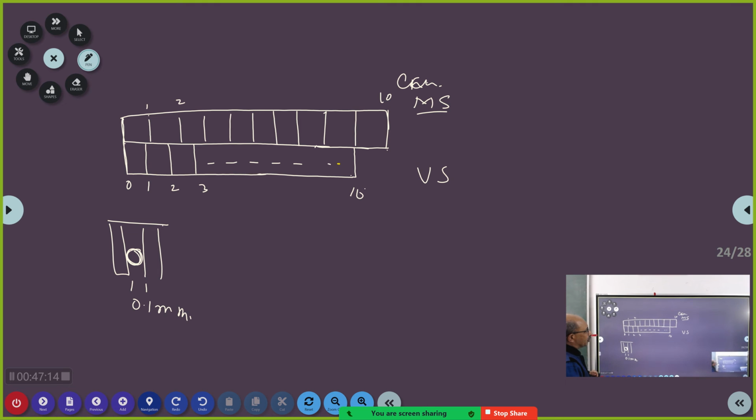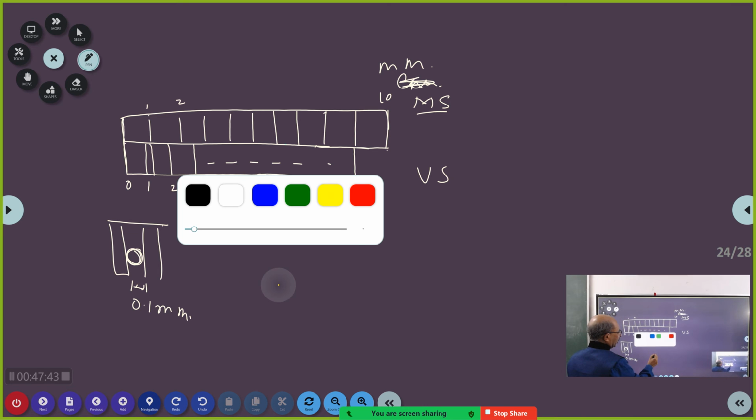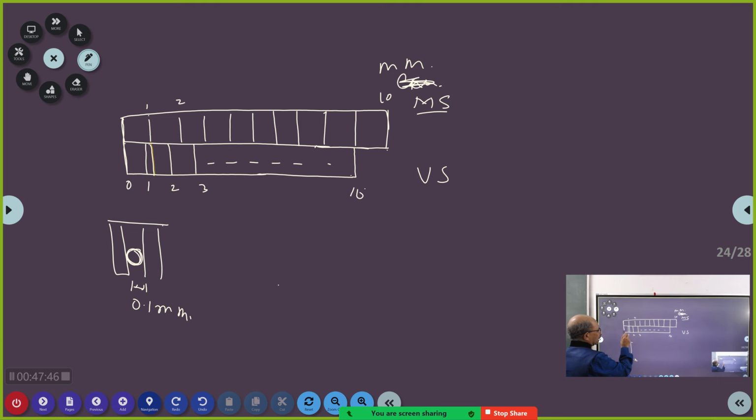Sorry, this scale is in millimeters. So what happens here? When you keep this object of 0.1 millimeter in between, the vernier scale will move to the right, and the first division will coincide with the first division. Correct? That's what you have observed. How did that happen? See, the science behind this is like this.